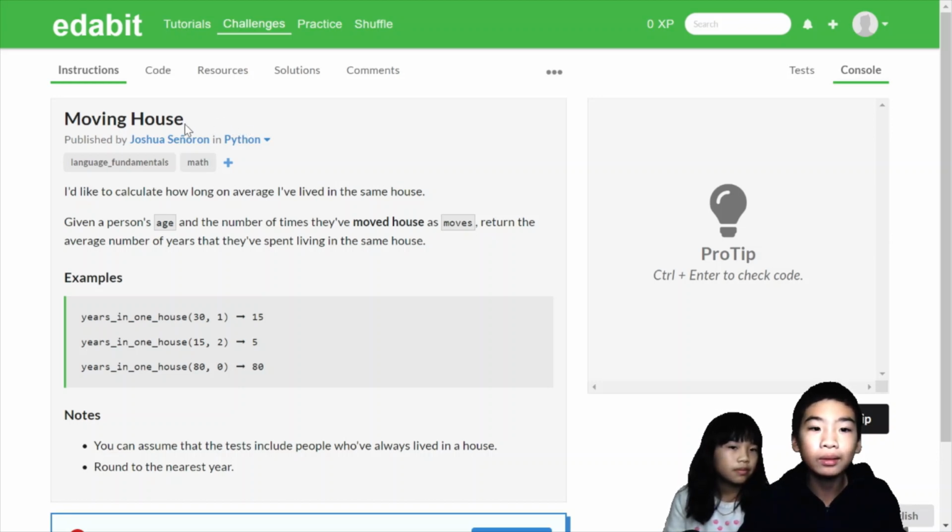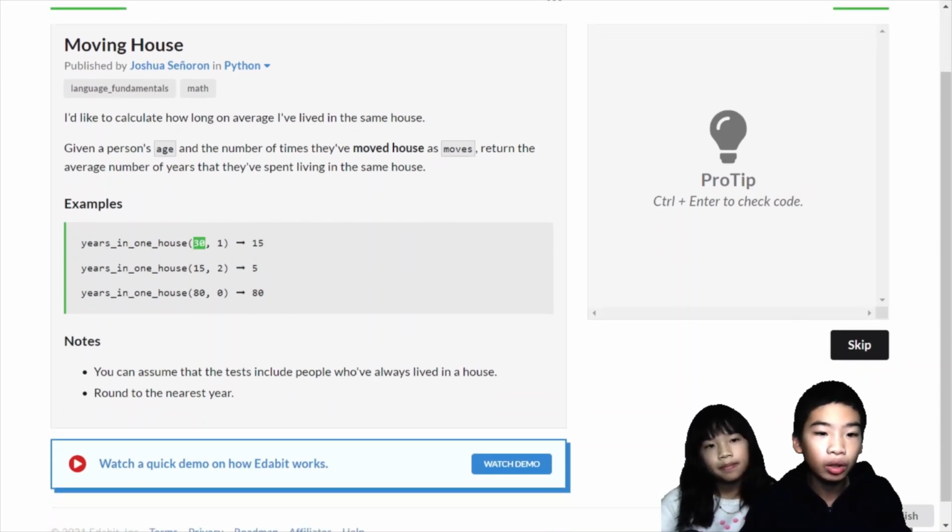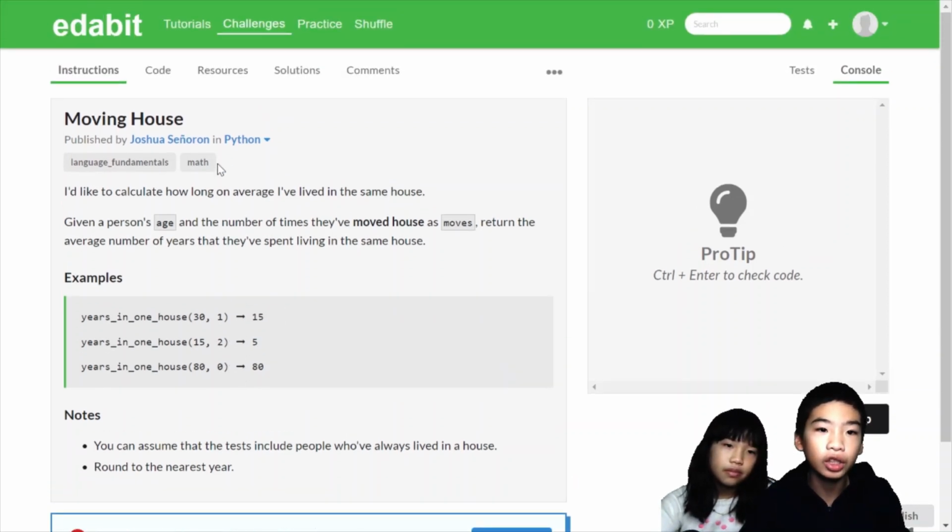Our first problem is called moving house. The instructions are, I'd like to calculate how long on average I have lived in the same house. Given a person's age and the number of times they've moved houses in the variable moves, return the average number of years that they've spent living in the same house. For example, it will give us the age of the person and the number of times they moved. Here, 30 years and 1 move means 2 houses, so you do 30 divided by 2 equals 15. Then you also need to round to the nearest year.